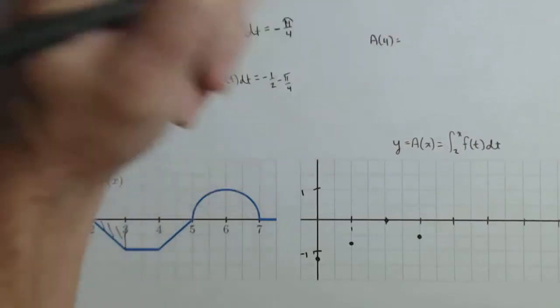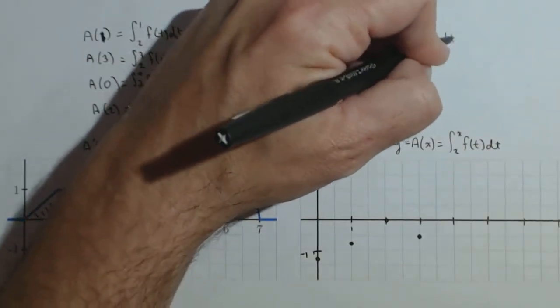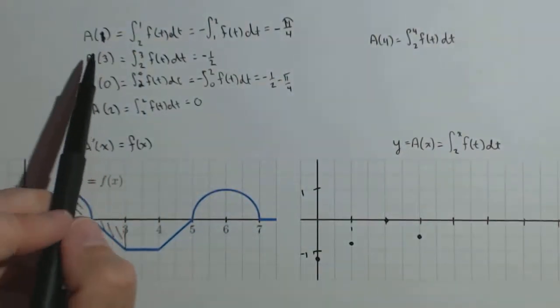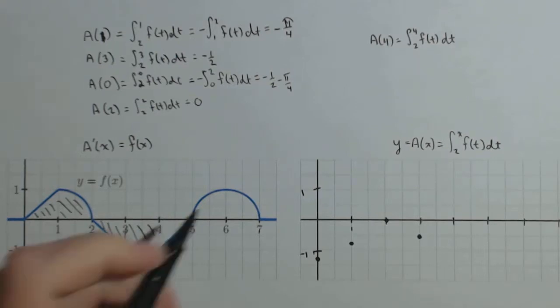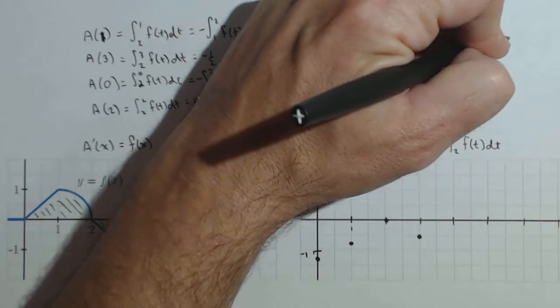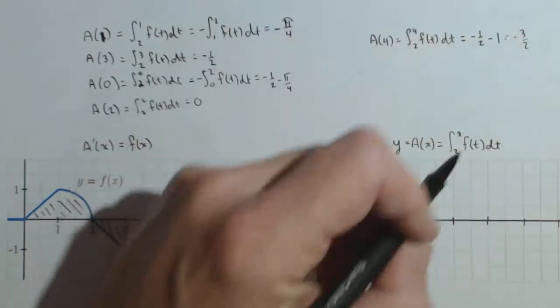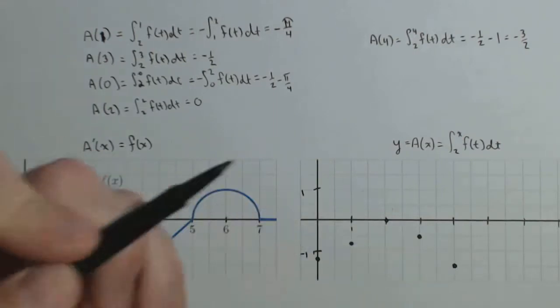A of 4, we're doing from 2 to 4 of f of t dt. Now remember, we already found 2 to 3 right here. So it's negative 1/2 plus the accumulation from 3 to 4, which is negative 1. So negative 1/2 minus another 1 is negative 3/2, or negative 1.5. So right here's our point.